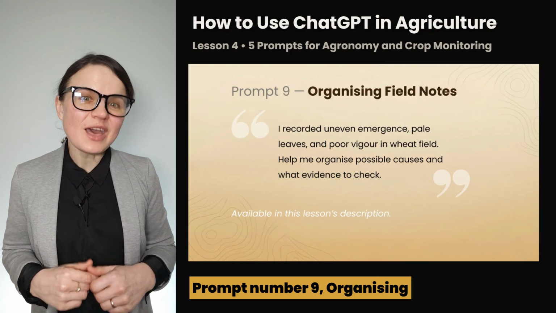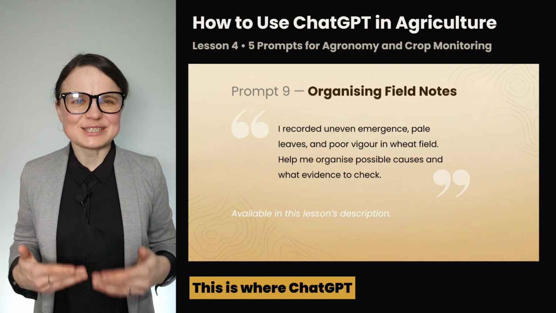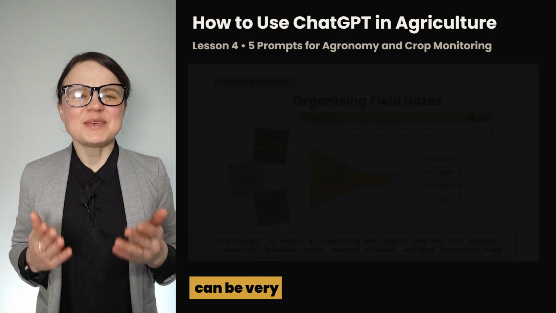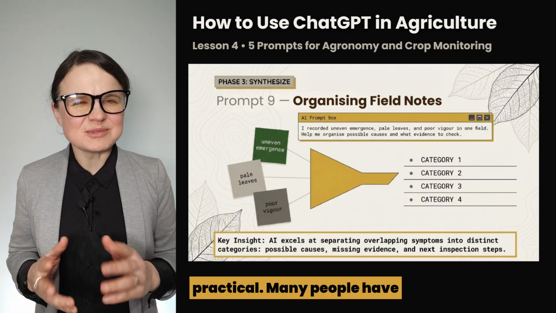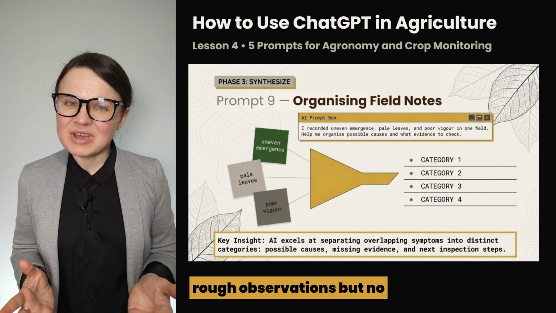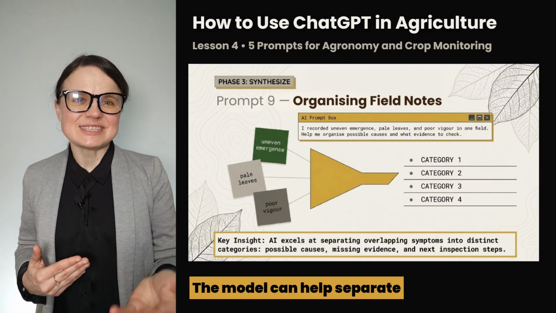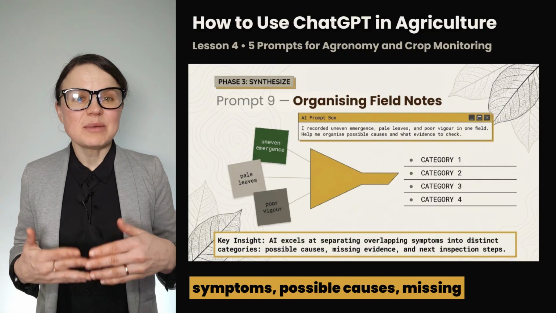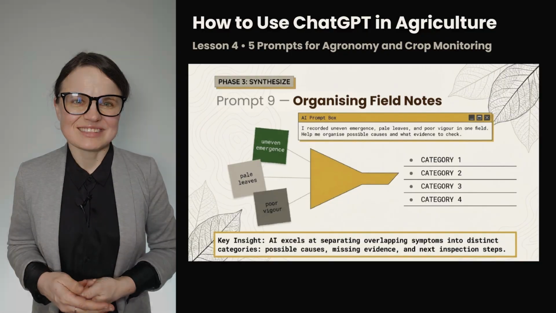Prompt number 9, Organizing Field Notes. This is where ChatGPT can be very practical. Many people have rough observations but no clean structure. The model can help separate symptoms, possible causes, missing evidence, and next inspection steps.